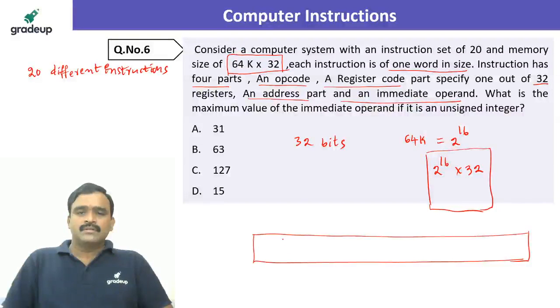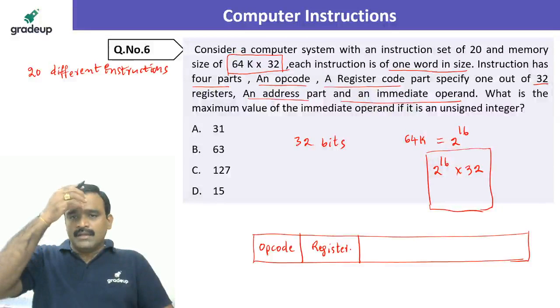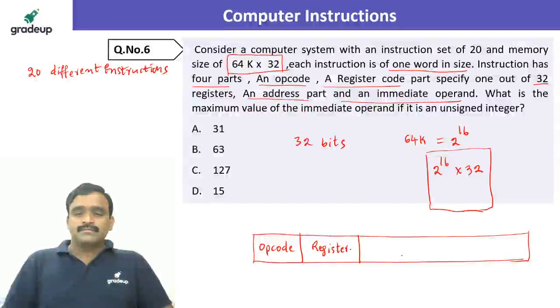So what is that first one? Opcode. Opcode indicates what operation is to be performed. And what is the next part? A register code part to specify which register you are using. So this is the register part. Then an address part. Address part is a memory address from which memory location you want to get the data or operands, followed by immediate operand. Immediate operand means the data is available within the instruction itself. This is the immediate operand.